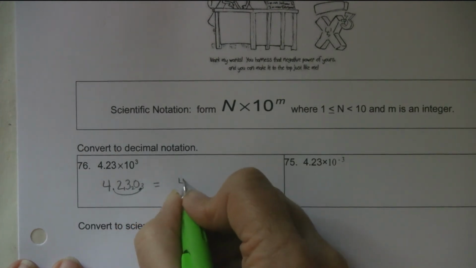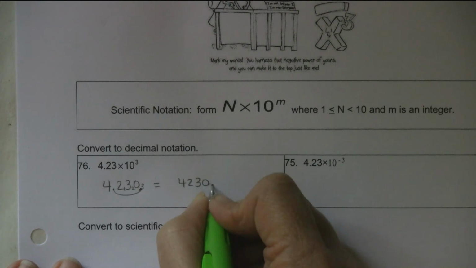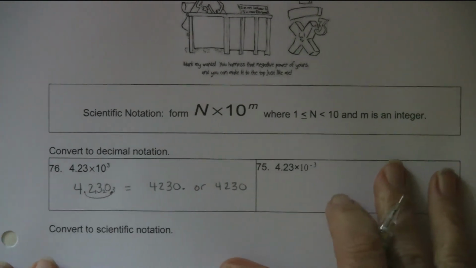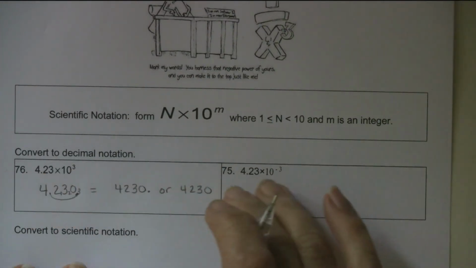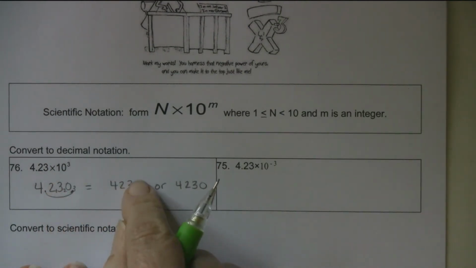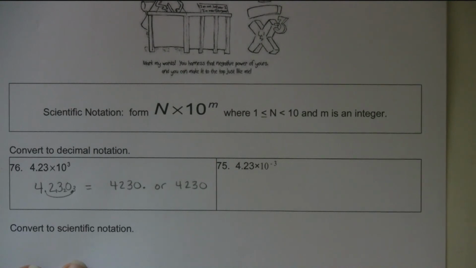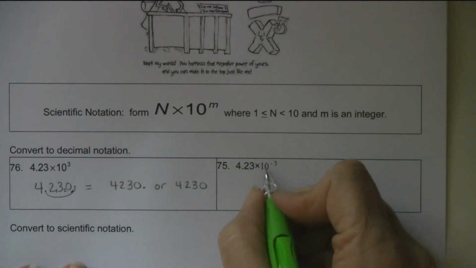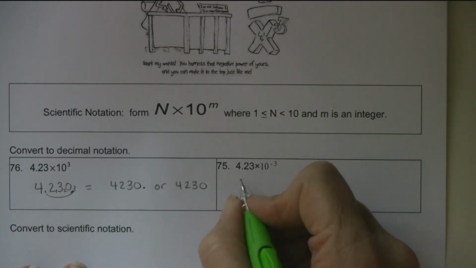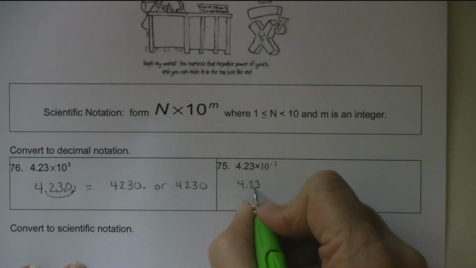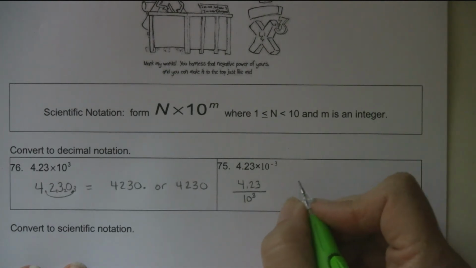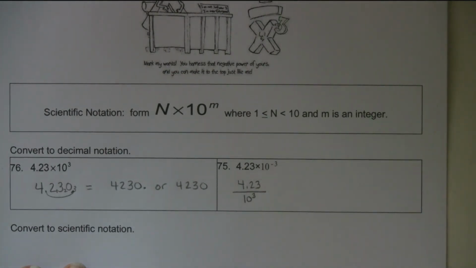So this becomes 4, 2, 3, 0 with the decimal here, or you can write that as 4, 2, 3, 0, right? The reason I wanted to show you this one and this one is that we multiplied by 1,000, and so that moves the decimal point to the right. But this one right here, times 10 to the negative 3rd, well, negative exponent means that's in the denominator. So this is really 4.23 divided by 10 to the 3rd. Make it a fraction, and then it goes downstairs, right, because it has a negative exponent.